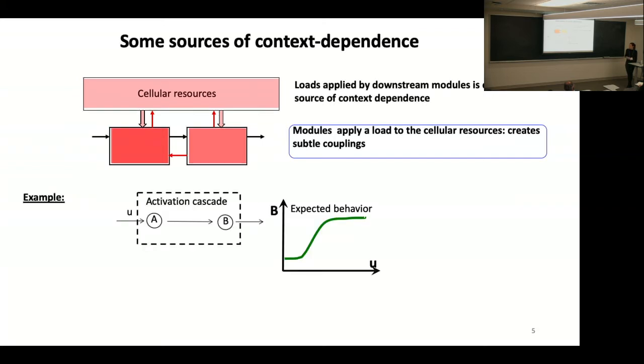okay? And I will start with a very simple example, okay? So this is an activation cascade composed of two nodes. A is activating gene B, and of course it's very simple. So the expected behavior, right, is an increasing response. So you're adding your inducer and the gene B is going up.